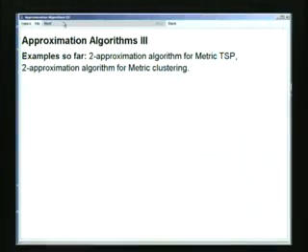This is the third lecture in the series on approximation algorithms. A short review of what we have seen so far. One of the approximation algorithms we saw gave us a two-factor approximation for metric TSP. We also saw a two-approximation algorithm for metric clustering.